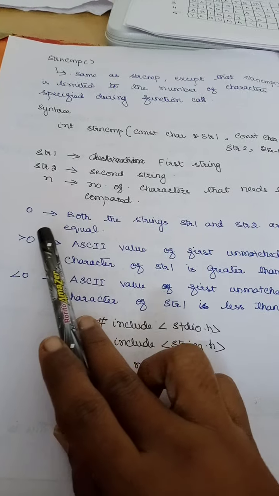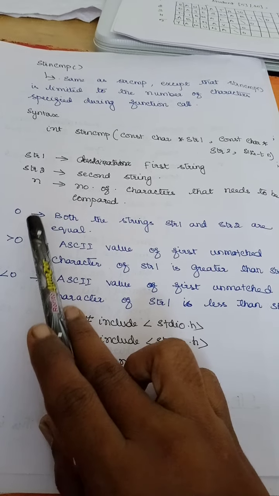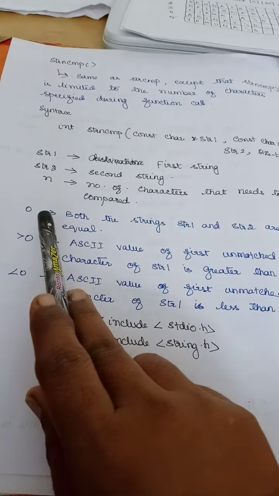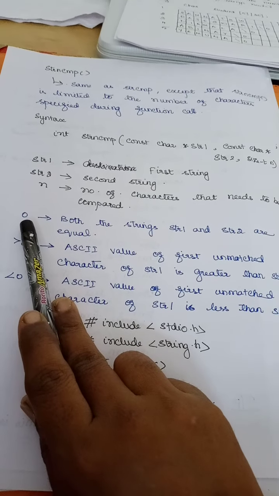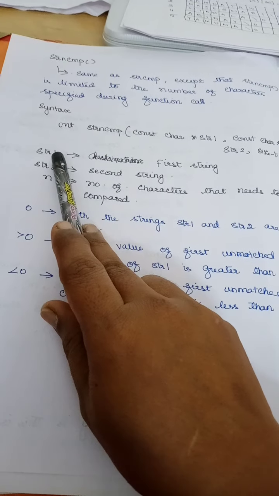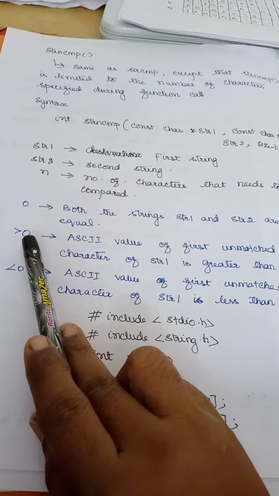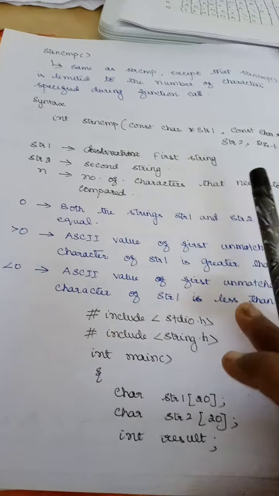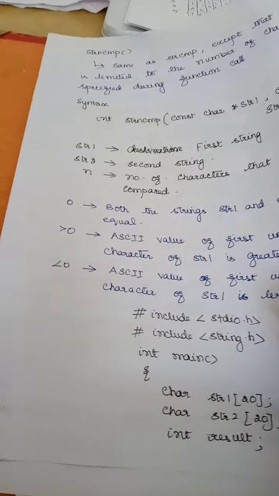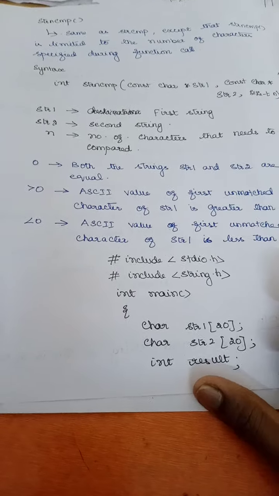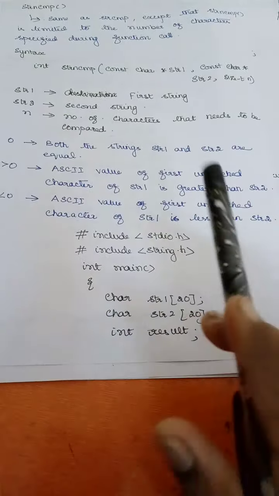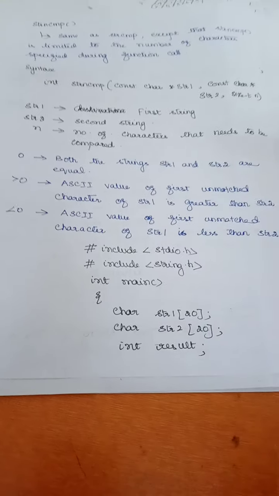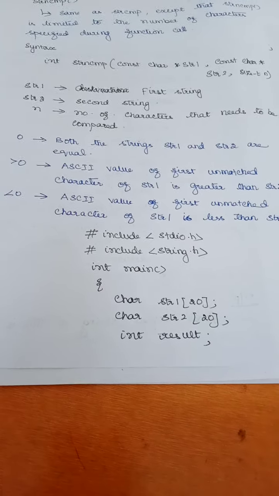Already we have seen strcmp. What is strcmp? If both the strings are equal, then it is going to return 0; the return value is an int. If string 1 is greater, then it is going to return a positive value. If string 1 is less than string 2, then it is going to give you a negative value. How does it give a positive or negative value? Depending upon the ASCII value of the character. For the first mismatched character, the ASCII values are taken, and that difference is given as the value.